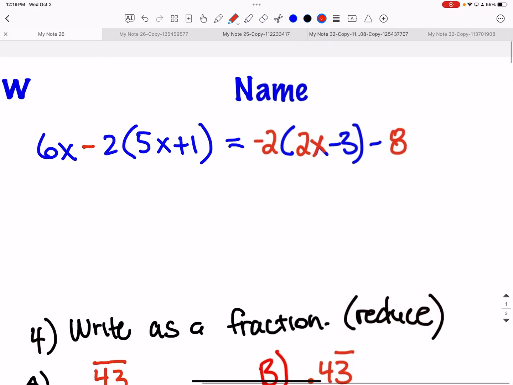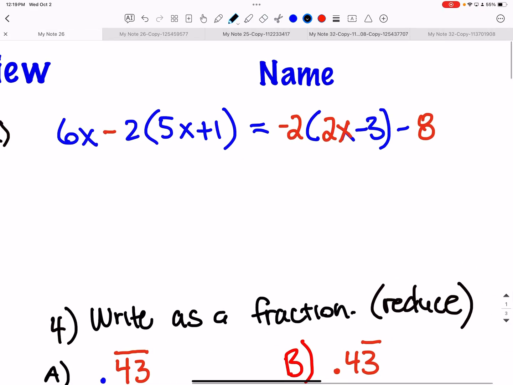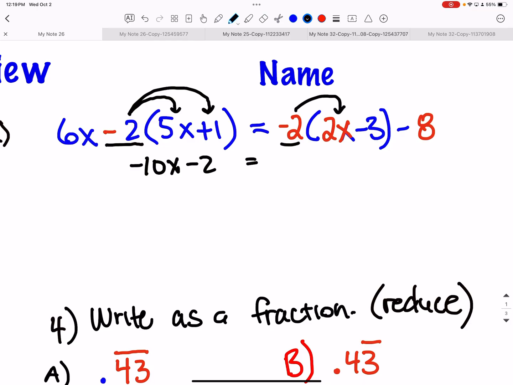All right, number 2. Let's see if I keep making ugly problems today. In this problem, I see Starbucks. So I see negative 2 times 5x is negative 10x. Negative 2 times positive 1 is negative 2. Equals negative 2 times positive 2 is negative 4x's. Negative 2 times negative 3 is positive 6's. And we have minus 8 at the end. We also had 6x over here. So the first thing you had to do was be able to do our distributing, our Starbucks.